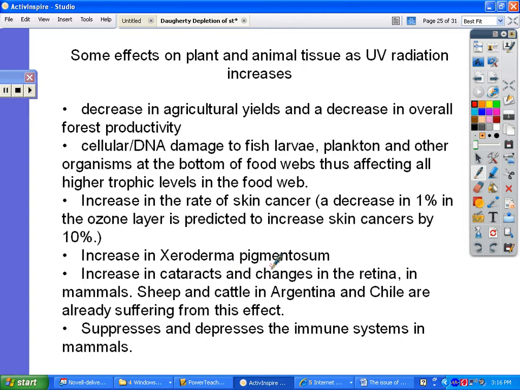There are some pretty nasty pictures out there, but it's very sad because, like I said, they have to cover themselves up completely. They cannot come out in the sun. They also expect an increase in cataracts and changes in your eyes, like in your retina. It says a lot of livestock in Argentina and Chile are already suffering from increasing cataracts. Animals and also humans too. And it also suppresses immune system responses in us and animals.